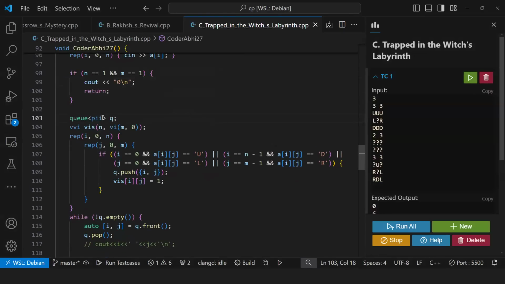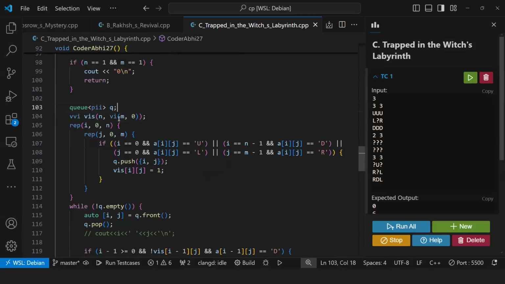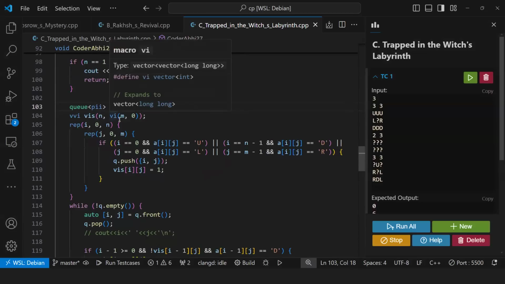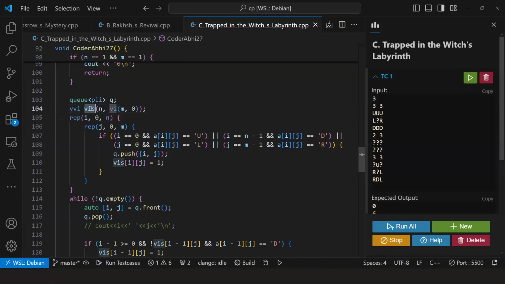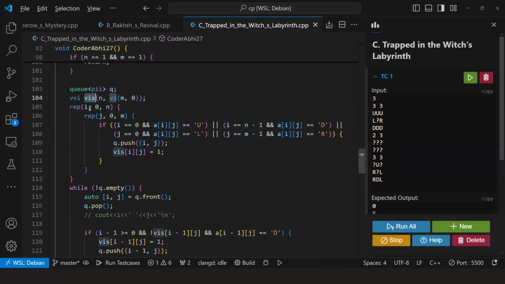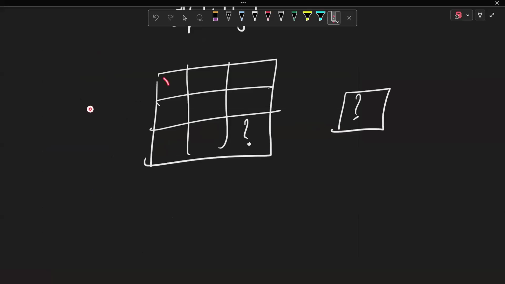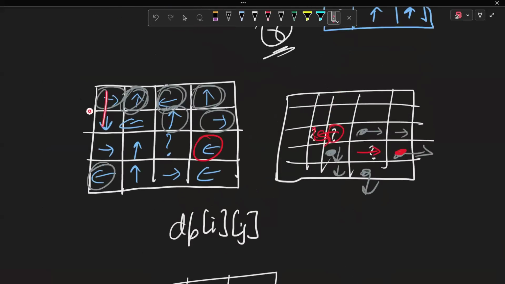So what I did, I started with a queue of pair of int comma int. So in the pair, I will store the coordinates ij. And I have a visited array of n cross m. This is a 2D vector, vector of vector of long, from where I would mark which cells are visited. So initially what I put in my queue is, I would check if some cell is lying on the boundary and it is taking me out of the grid, then I would include it in my queue.